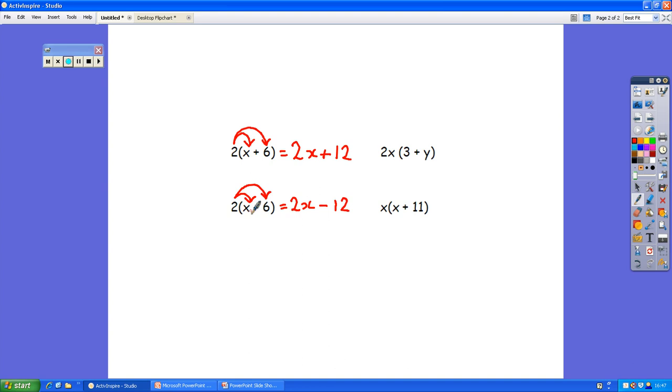Now some people just say, oh well, because there's a negative there, it means it's a minus here. And that does work. It doesn't work for everything, unfortunately. But for these ones it will.